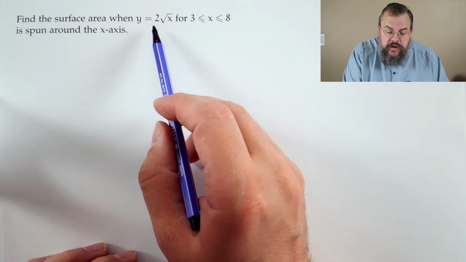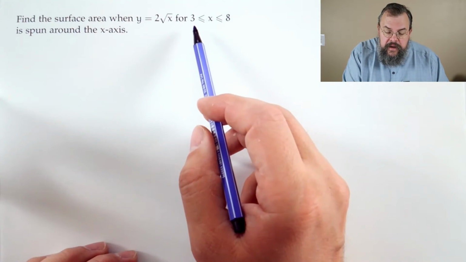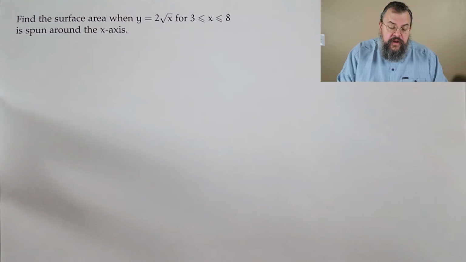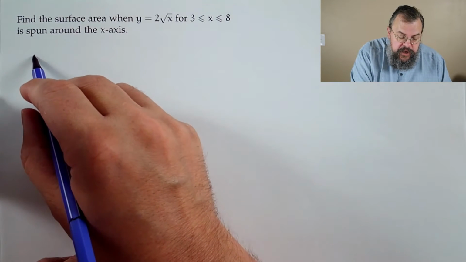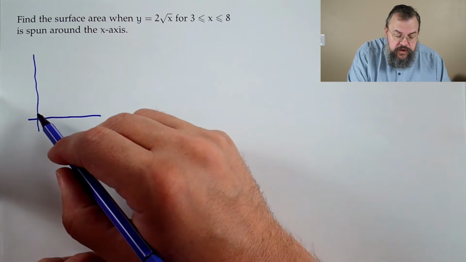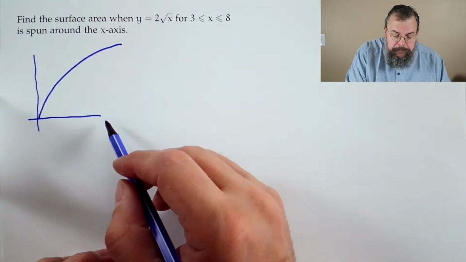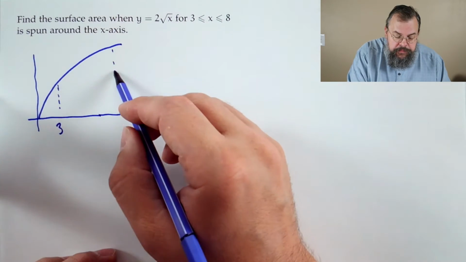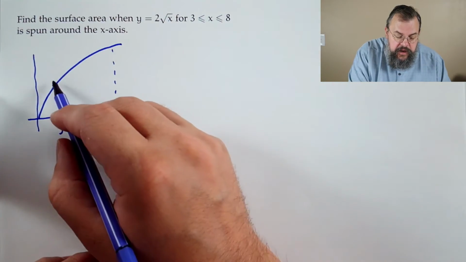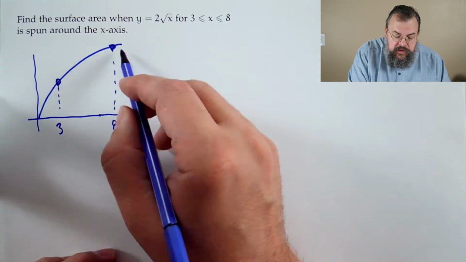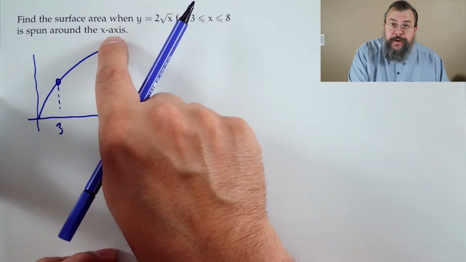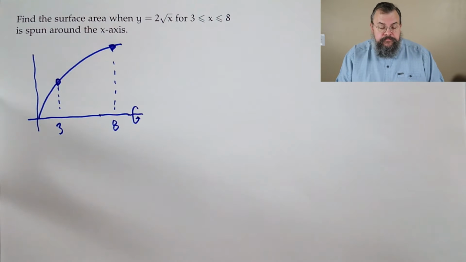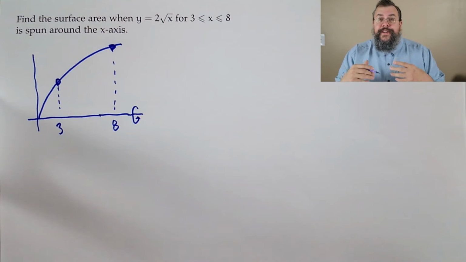y is equal to 2 root x, and x goes from 3 to 8, and it's spun around the x-axis. So let's get a rough picture of what this looks like. So we have 2 root x. So, I don't know, something like that. And we're going from 3 to 8. So here, we'll mark this as 3. Mark this as 8. And so there's this piece right here. And pay attention to where you're spinning because it's going to be important. So we're going around the x-axis. Okay, so that's our goal.